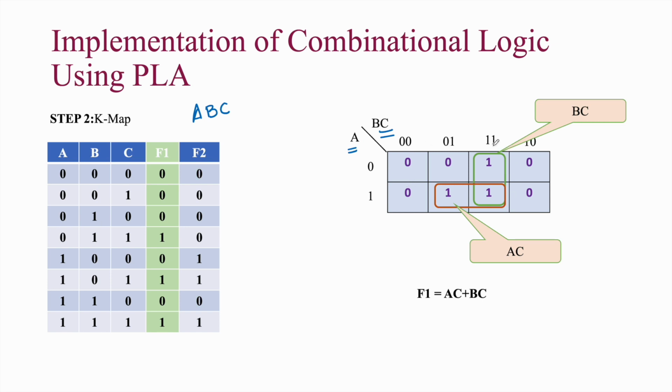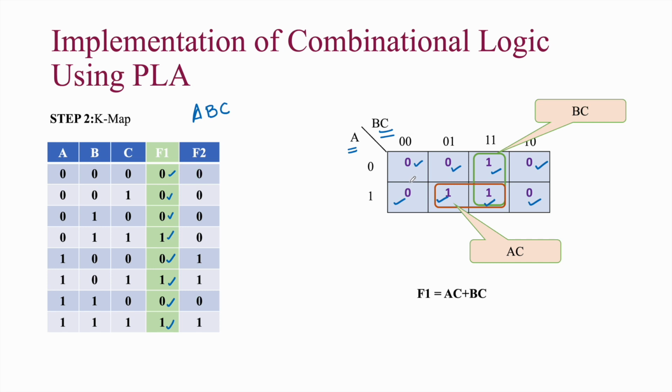Therefore, the columns are 00, 01, 11 and 10, and for A, it is 0 and 1. Let us try to plot these values into the K-map. So, at location 0, we have 0. At location 1, we have 0. At location 2, we have 0. At location 3, we have 1, because we generally write 0, 1, 2, 3. And at 4, we have 0. At 5, we have 1. At 6, we have 0. At 7, we have 1. So, we have plotted all these values into the K-map.